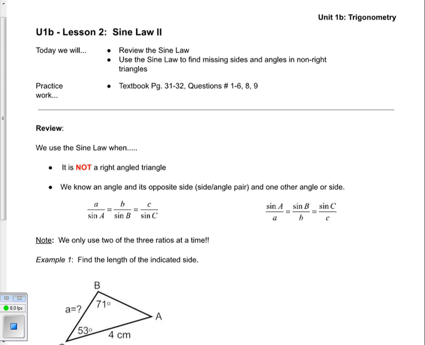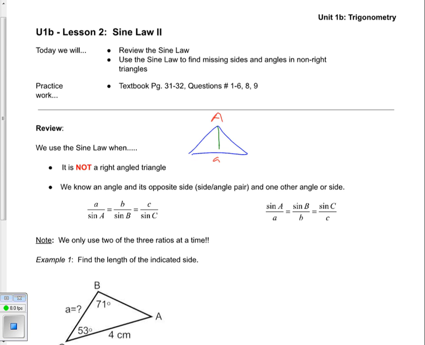So for example, if you have a triangle, let's call it like this, and you have your angle A and you have side length A, and you have both of those known things, you have that complete key, then you are able to use the sine law. If you don't have both of those things, then you cannot use the sine law. Okay? So we only need to use 2 of the 3 ratios at a time. We don't actually need to use all 3 ratios at one time.